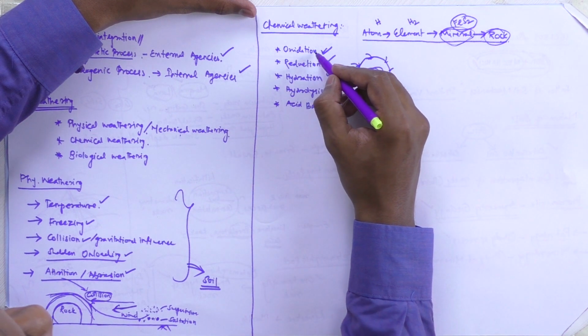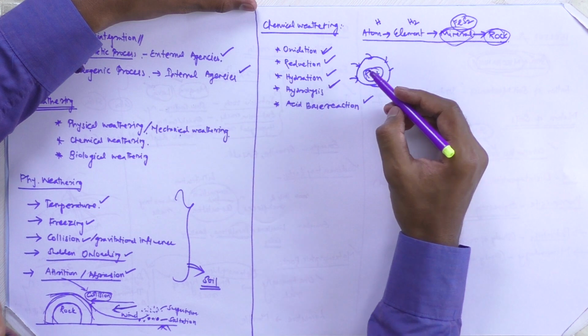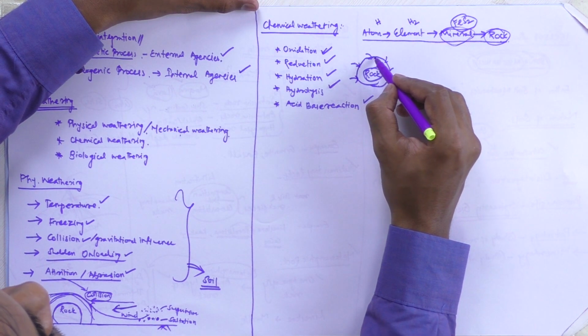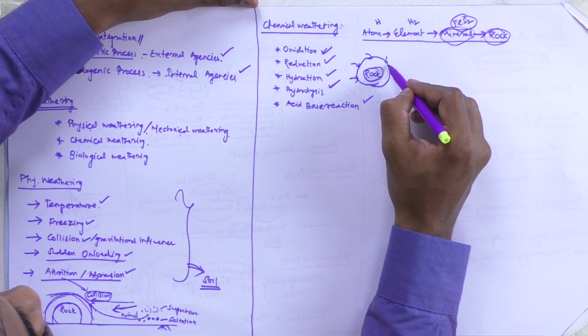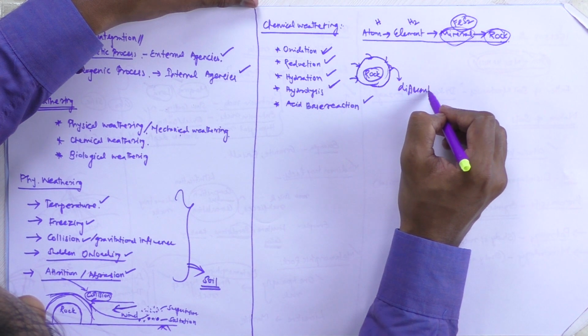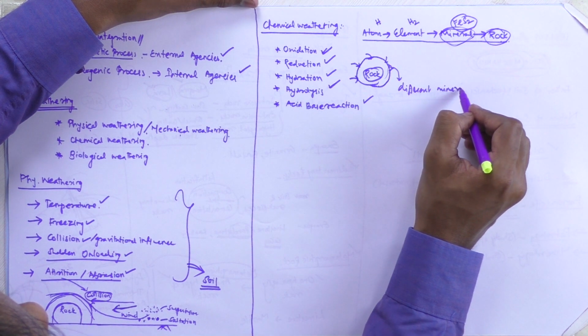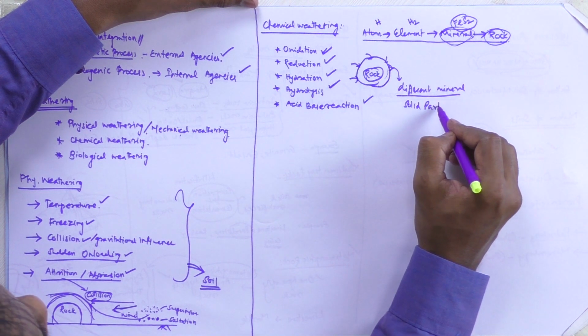Now, we have some examples of chemical processes. These can react with the minerals present in the rocks, the bonds will be broken, and the rock will be disintegrated into different minerals as solid particles.